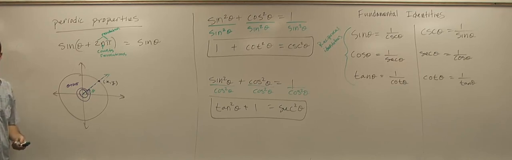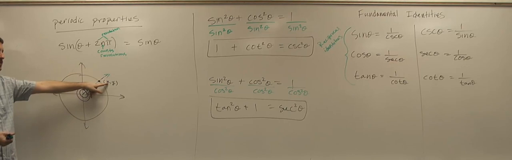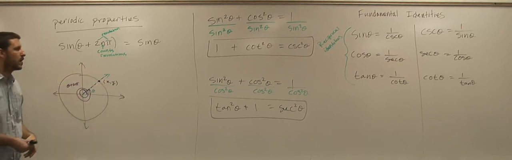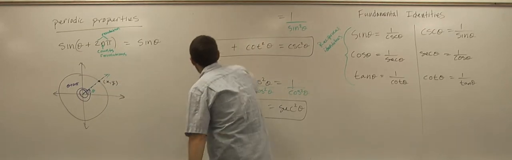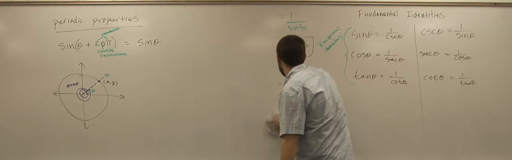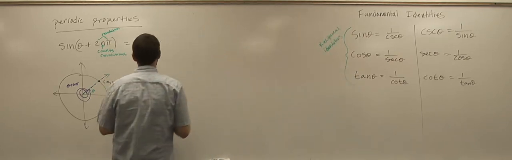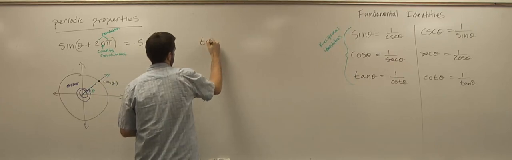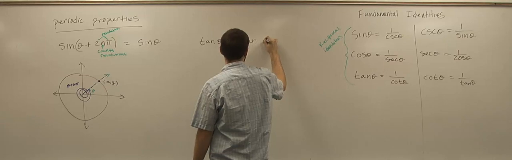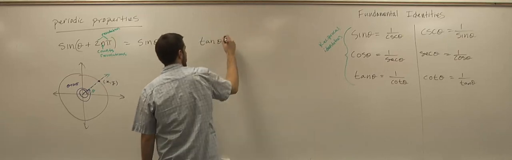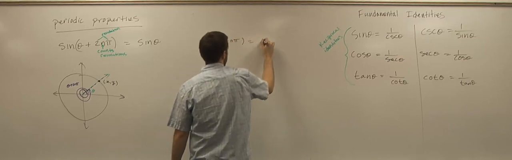The same is true for cosine, because whether I go theta or I go theta plus 2n pi, I get the same x value. Why do you suppose tangent only has n pi? What does that mean? Yeah, so tangent will repeat after going 180 degrees. So tangent of theta plus n pi is equal to tangent of theta.